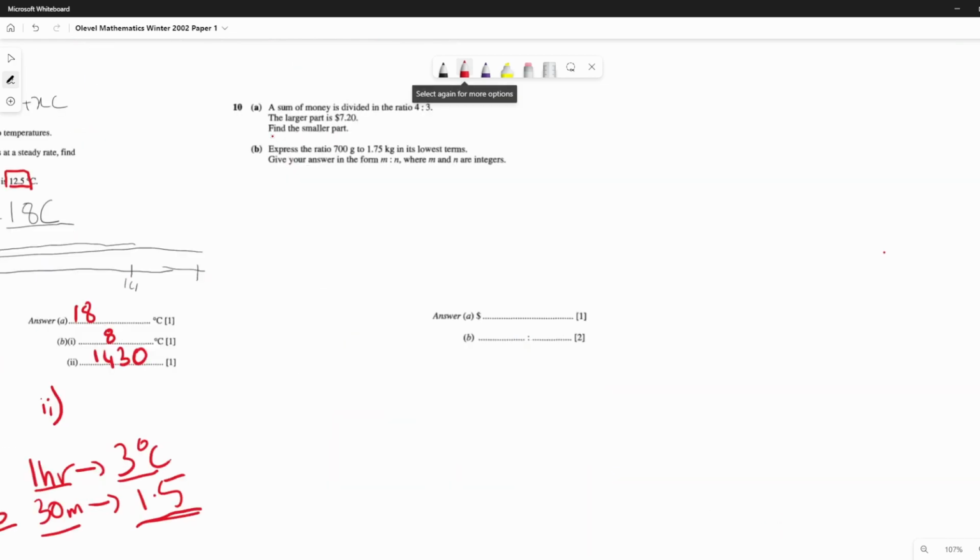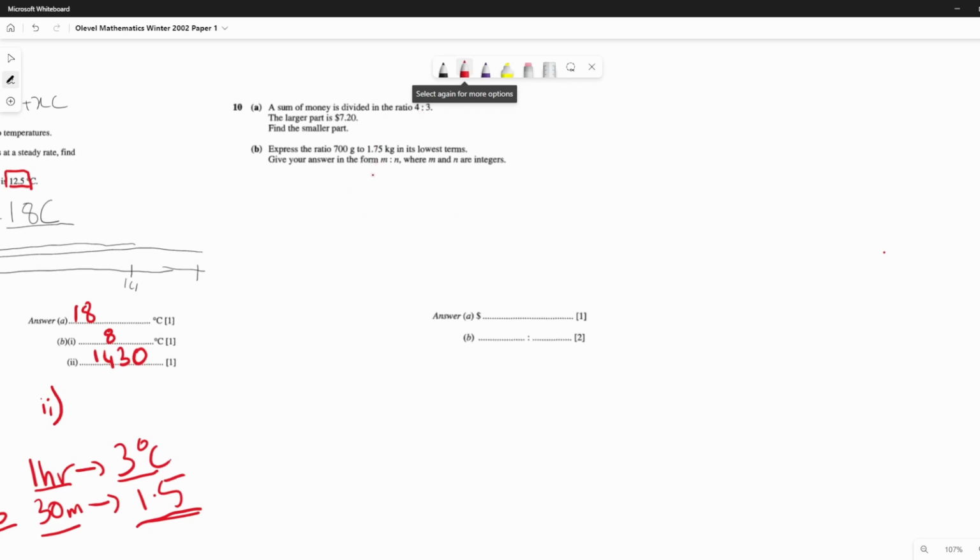Okay, now we are on to question number 10. A sum of money is divided in the ratio 4 by 3. The larger part is $720. Find the smaller part. So before we even do this, let's just get a quick lesson on ratios.